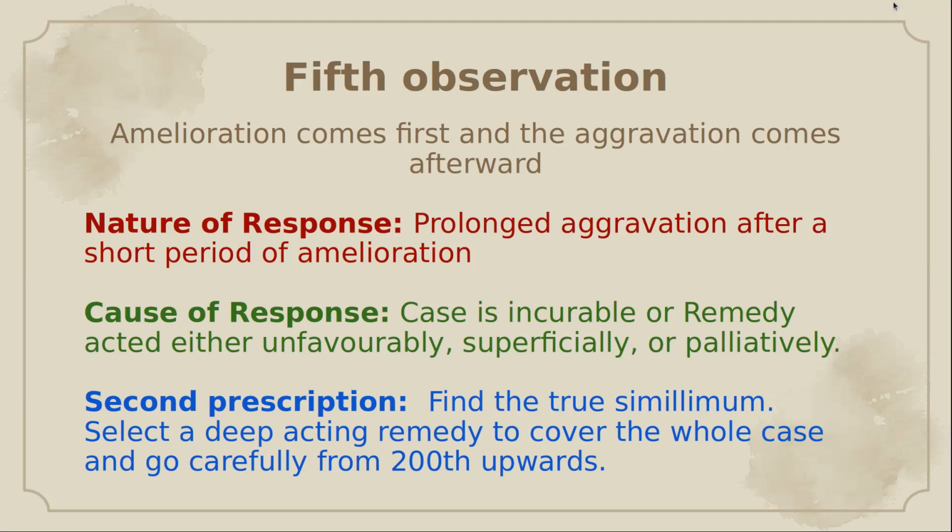And why is this happening? First, the case may be incurable. That's why the patient is feeling much worse. And the other situation is that we have given a remedy which has acted superficially. It has just palliated the case. So we should retake the case and find the true simillimum. If it is an incurable case, we can just give the short-acting remedy to palliate the case. If the case is not incurable and the remedy was given just superficially, then we should give the deep-acting remedy to cover the whole case.